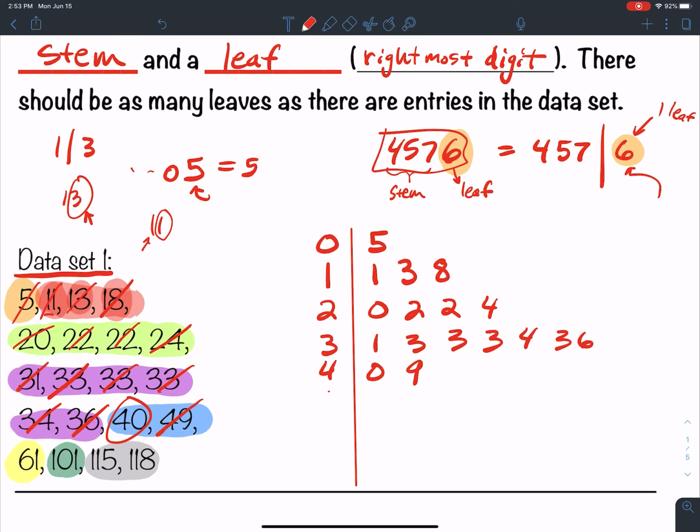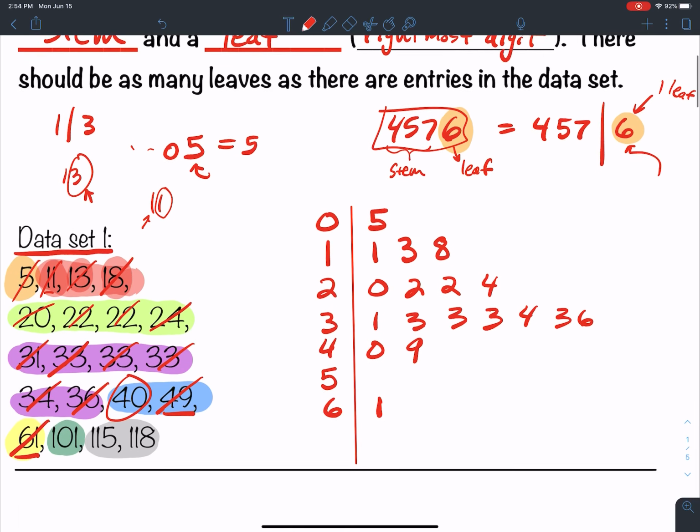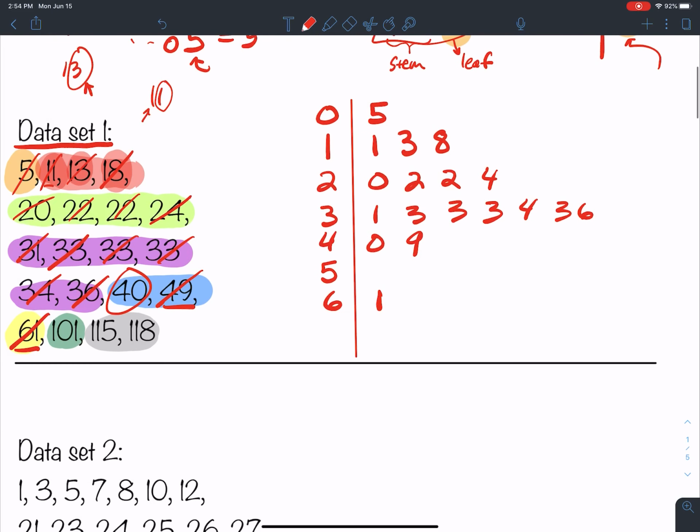It might be tempting to write a 6 next, but then you would be skipping some rows. This is where people might mess up. We put a 5 there to represent the 50s, but there's nothing between 49 and 61, so we leave the leaf side blank. Then I jump down to 61, and since I don't have a 70 or anything like that, I have to keep stretching this downward. So that's 7, 8, 9.